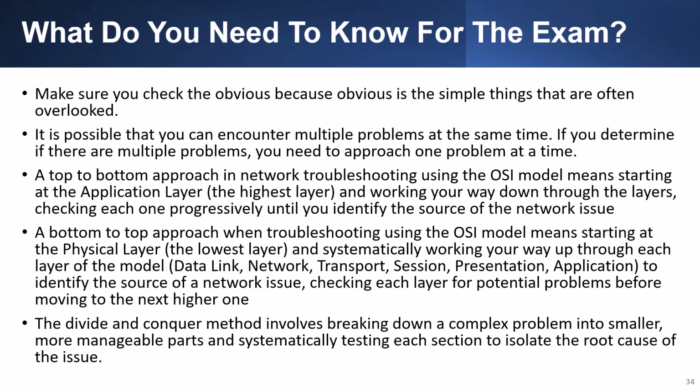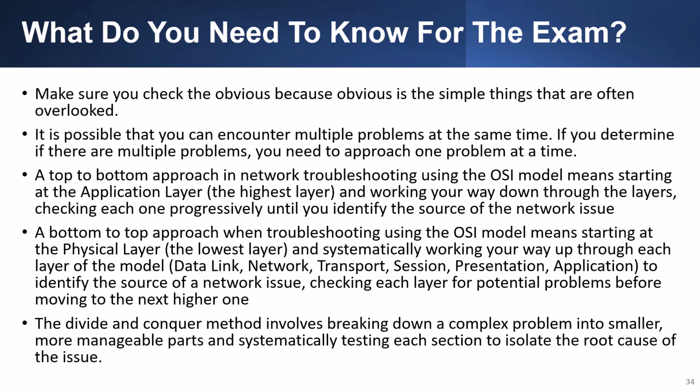In summary, make sure you check the obvious because obvious is the simple things that are often overlooked. It is possible that you can encounter multiple problems at the same time. If you determine there are multiple problems, you need to approach one problem at a time. A top-to-bottom approach in network troubleshooting using the OSI model means starting at the application layer, the highest layer, and working your way down through the layers, checking each one progressively until you identify the source of the network issues.